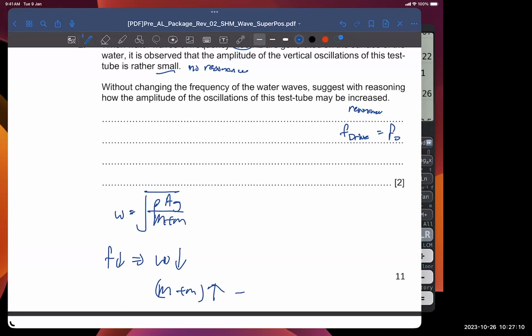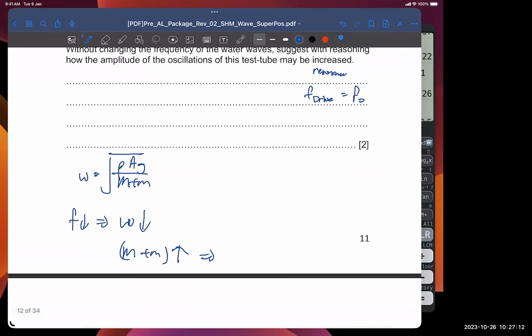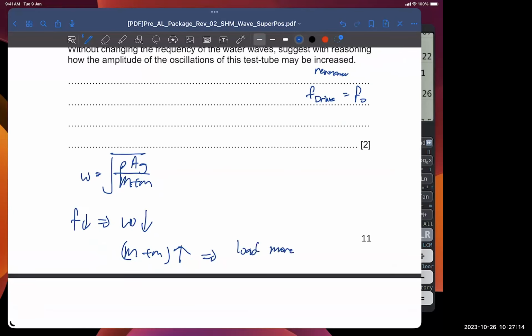So this one means you load more ball bearings. When you increase the mass here, that means you up this guy. This whole thing will drop. If this drops, this also drops.